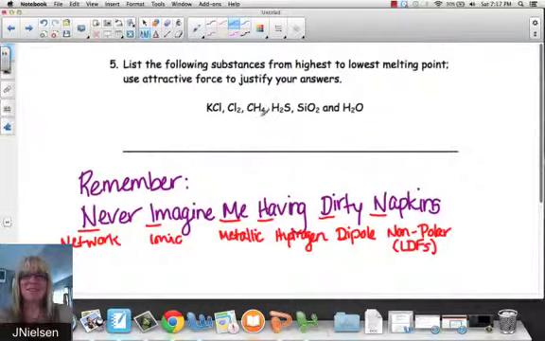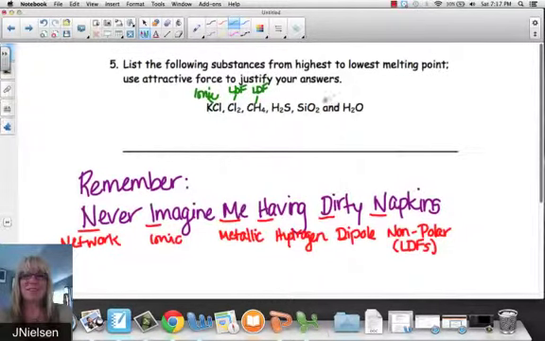List the following substances from highest to lowest melting point. So first of all, we have to figure out what our forces are here. So we've got ionic, and then we've got nonpolar, which is LDF. CH4 is nonpolar by symmetry, which is also LDF.